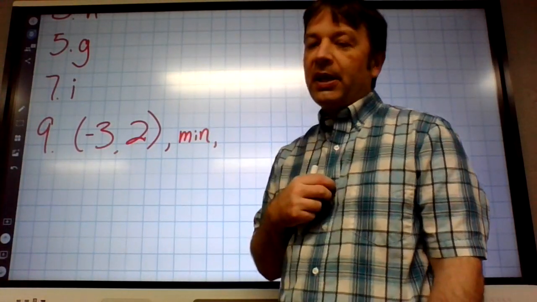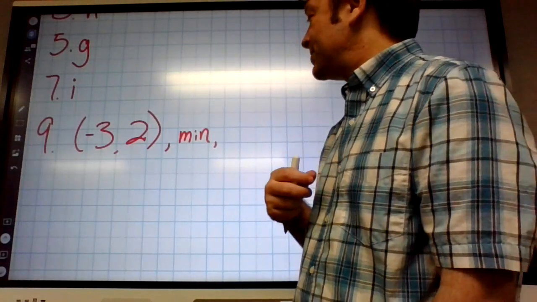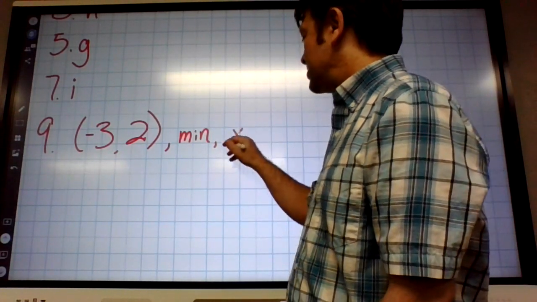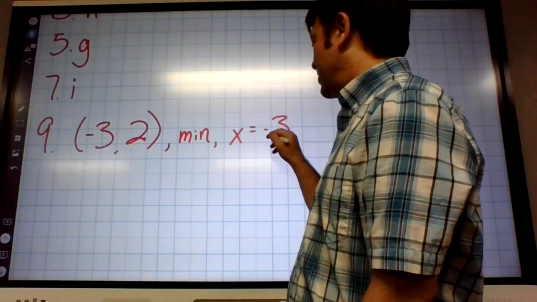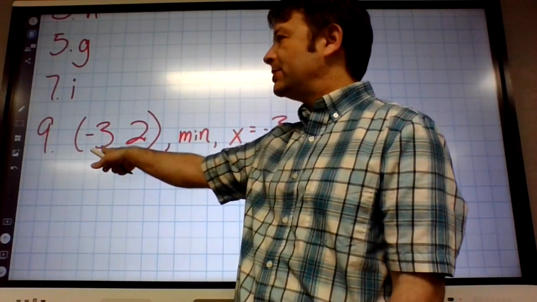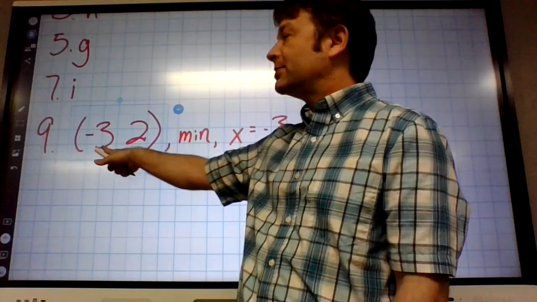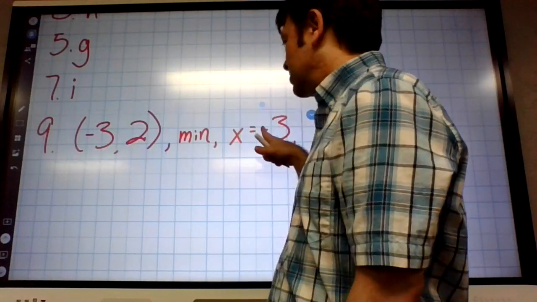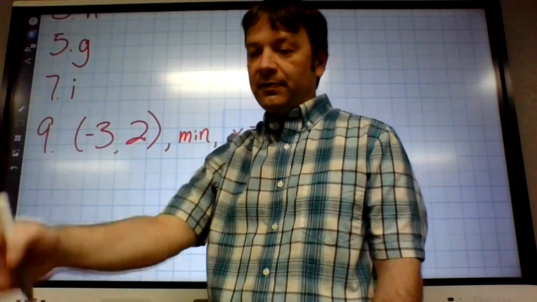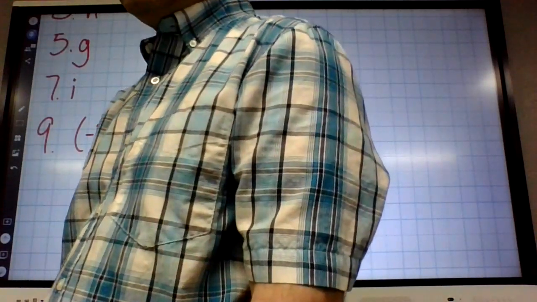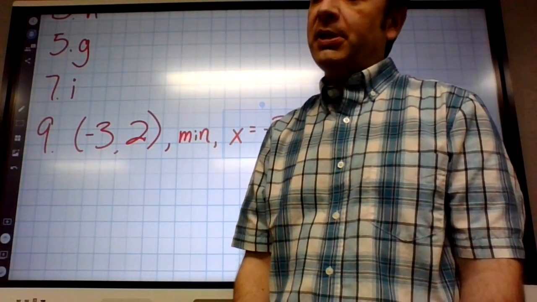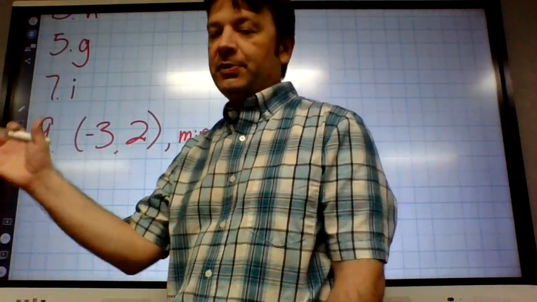Okay, what's the axis of symmetry? -3. You have to put x equals, or it won't be right. x equals -3. It always goes through the x coordinate of the vertex. x equals -3 is right in the middle of the graph. It's that red line that they drew on the first section.